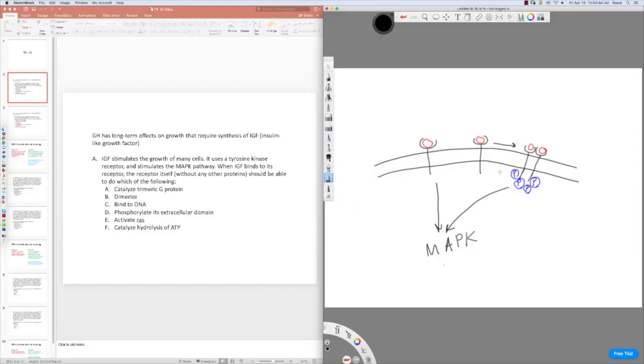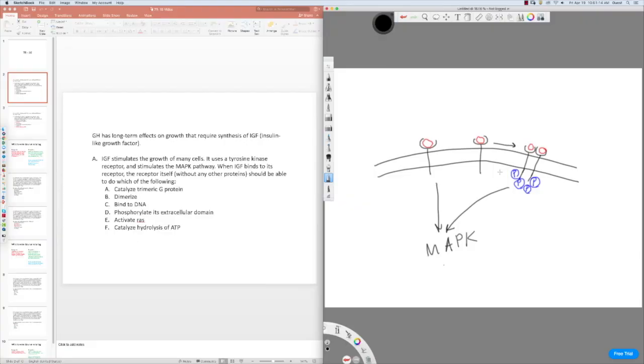Okay, so let's go back to the question. The question asks, the TRK receptor without any other protein should be able to do which of the following? All right, answer choice A: catalyze a trimeric G protein. No. G proteins are involved with G protein receptors, or GPCRs, rather than TRKs. TRKs, as we drew here, don't involve G proteins. So I would rule that out if I were to solve this problem.